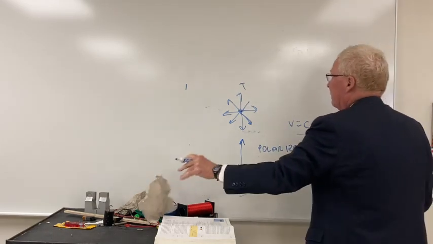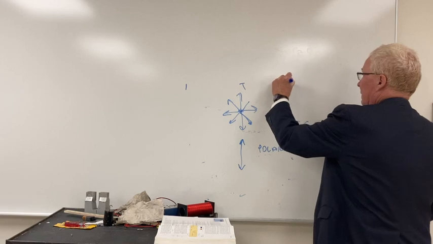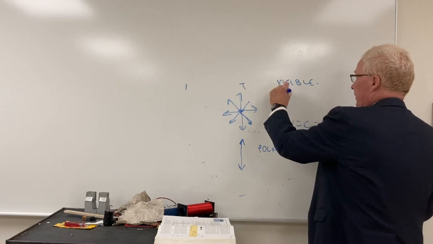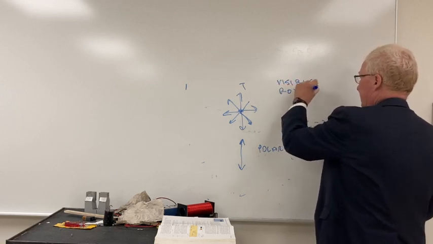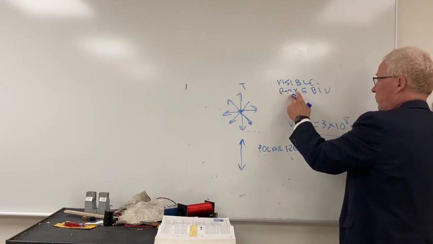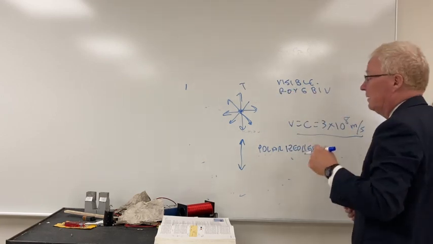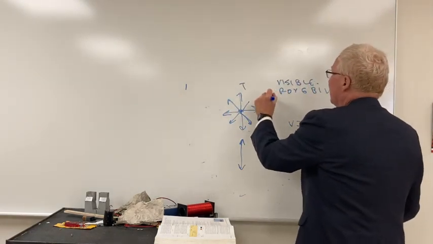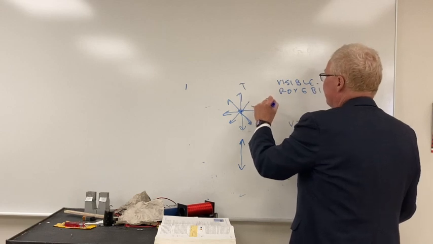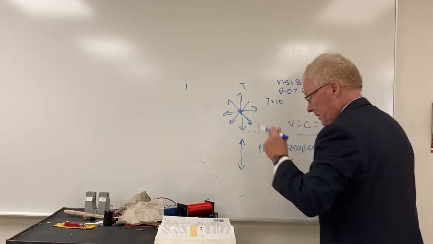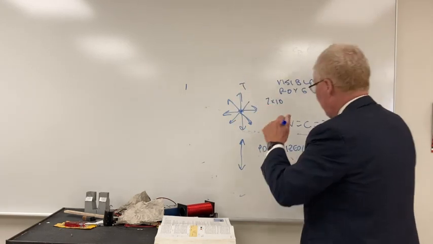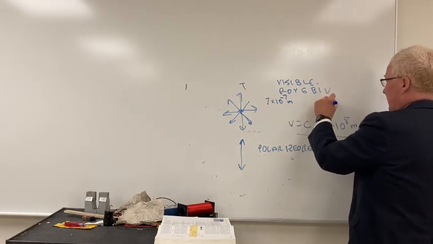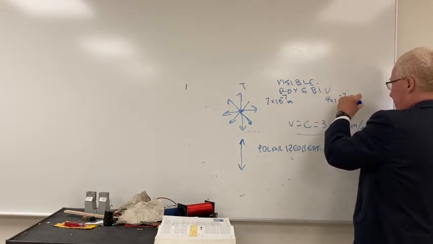That's our visible light, and if we do what we call ROY G. BIV, red, orange, yellow, green, blue, indigo, violet, that goes from the long wavelength of approximately 7 times 10 to the minus 7th meters, all the way to violet, which is approximately 4 times 10 to the minus 7th meters.